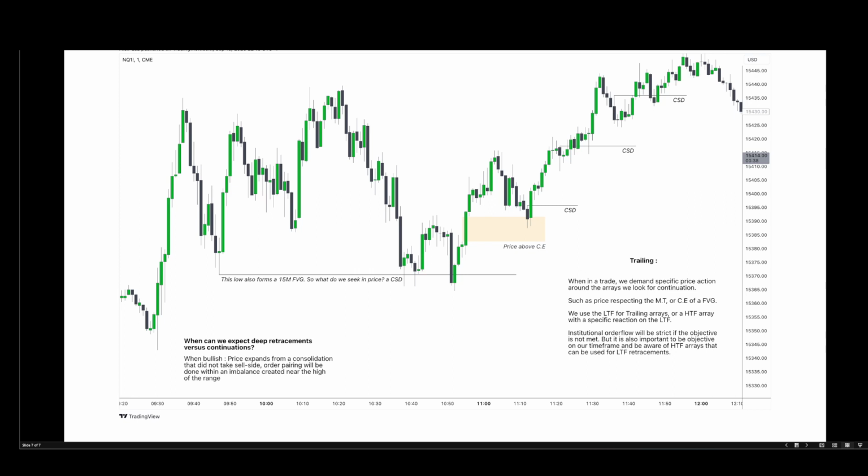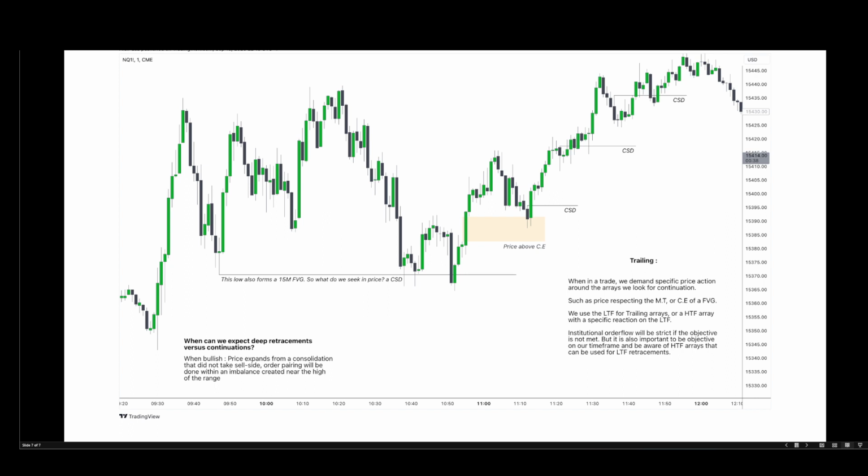So demand specific price action. Is price respecting the mean threshold, consequent encroachment, etc.? And so we use the lower time frame for trailing arrays because if price hasn't reached the objective, then institutional order flow will be strict. And this is on NQ and on the indices.